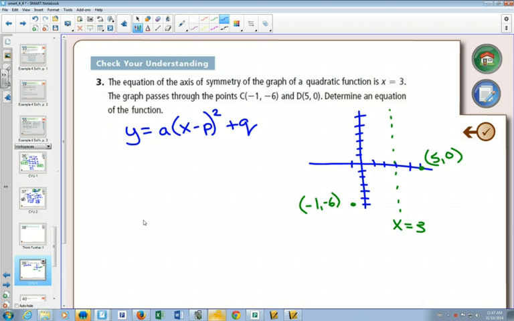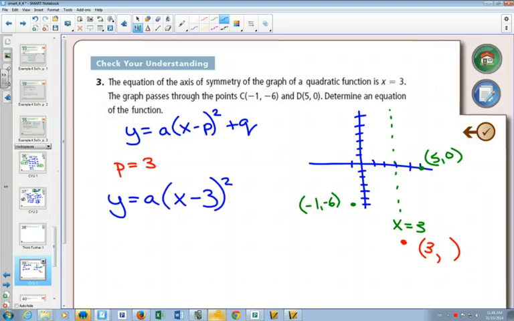In order to know p, I need to know something about the vertex, right? The vertex is for sure on our axis of symmetry. What does that tell me? p has to be 3. So given the axis of symmetry, p is equal to 3. Now I know it's going to be y equals a(x minus 3) all squared plus q.